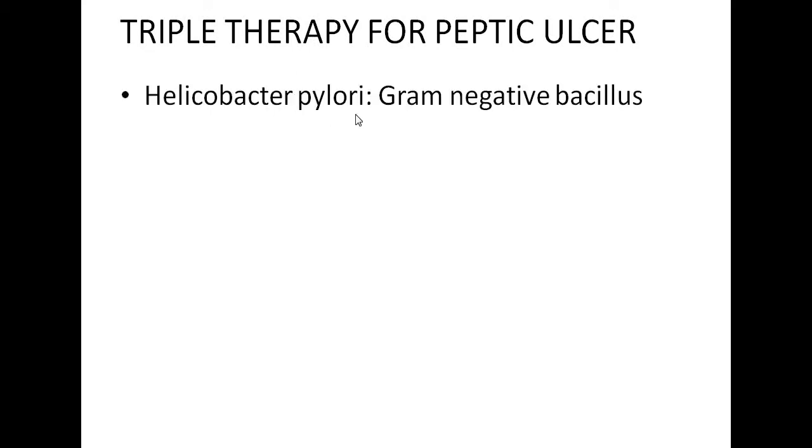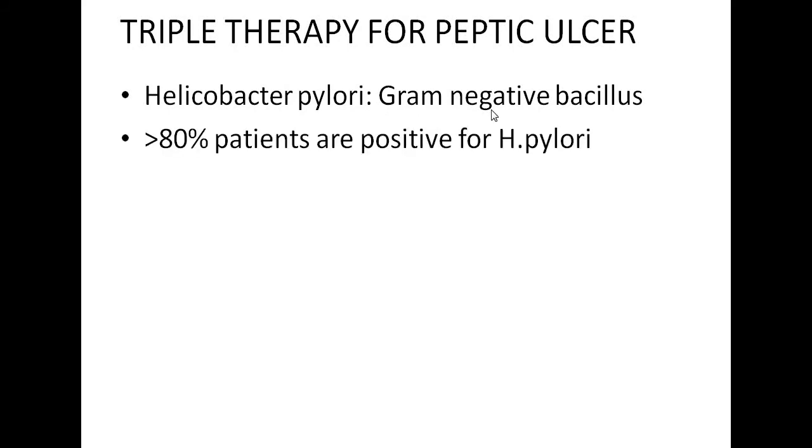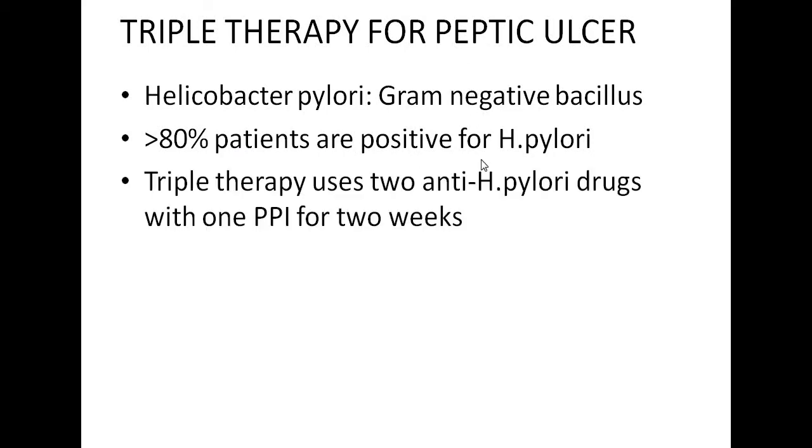Triple therapy for peptic ulcer. Triple meaning 3. So the combination of 3 drugs are used in the treatment of peptic ulcer, which is the standard treatment today. Helicobacter pylori is a gram-negative bacillus which is seen in more than 80% of the patients who have peptic ulcer. Triple therapy uses 2 anti-H. pylori drugs with 1 proton pump inhibitor for a period of 2 weeks.